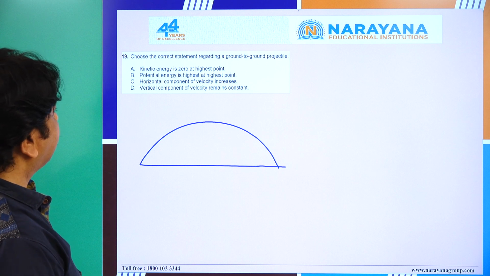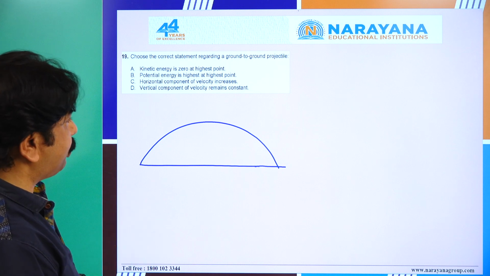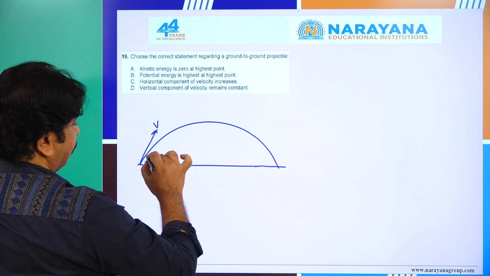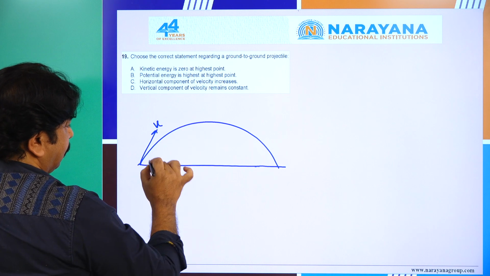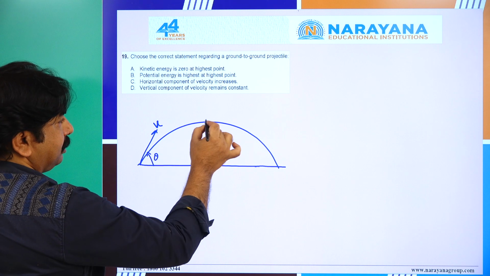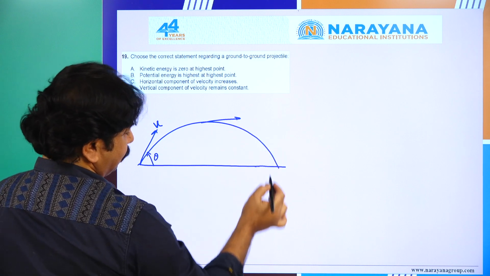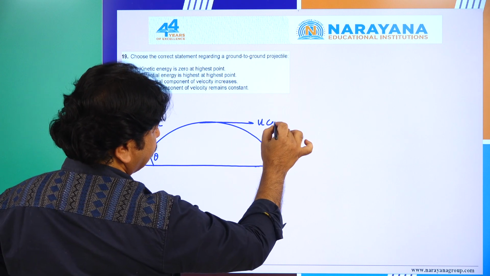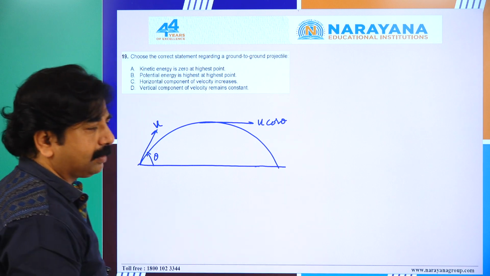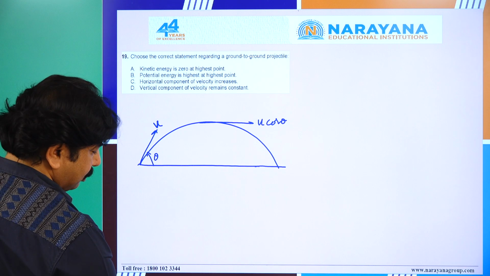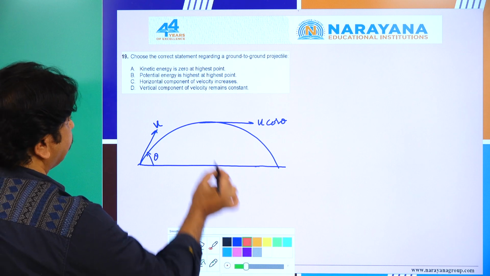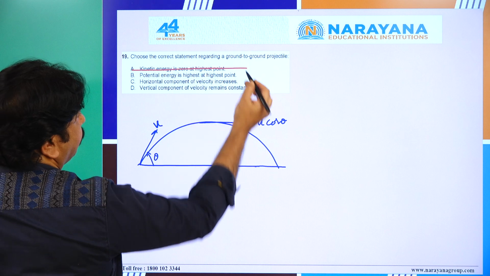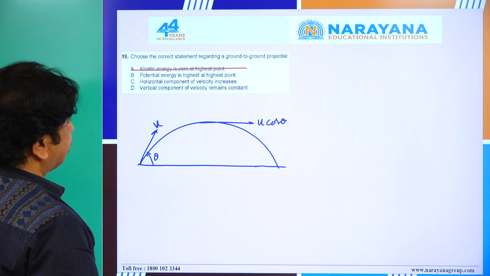Look at the first one. Kinetic energy is 0 at the highest point. If it is projected with velocity u at an angle theta, then at the highest point the velocity is non-zero, and this is equal to u cos theta only. So the first statement is wrong only. We can strike it out. What about the second one?